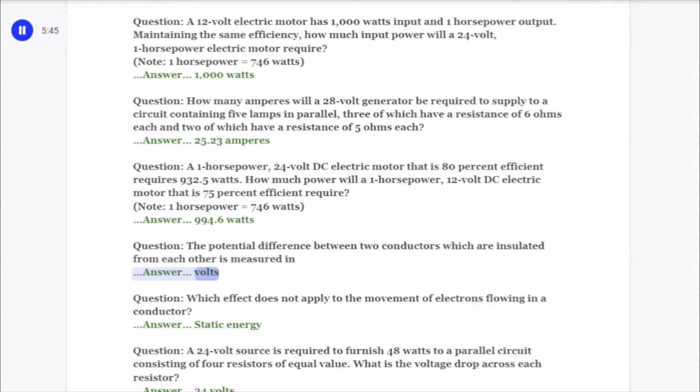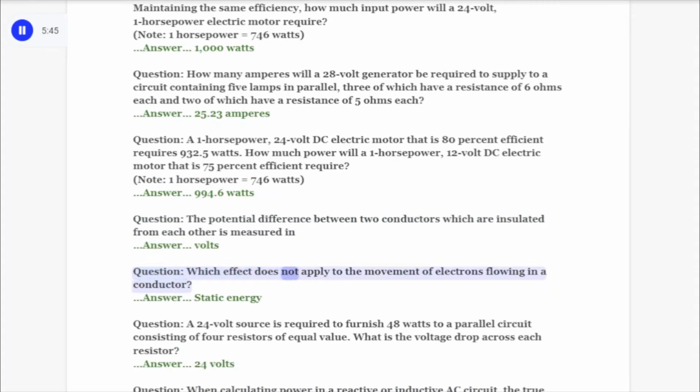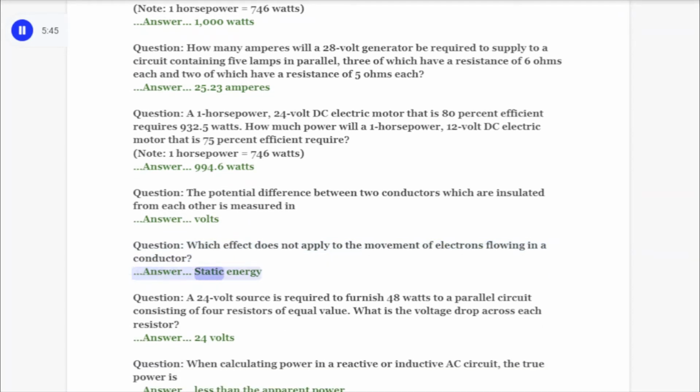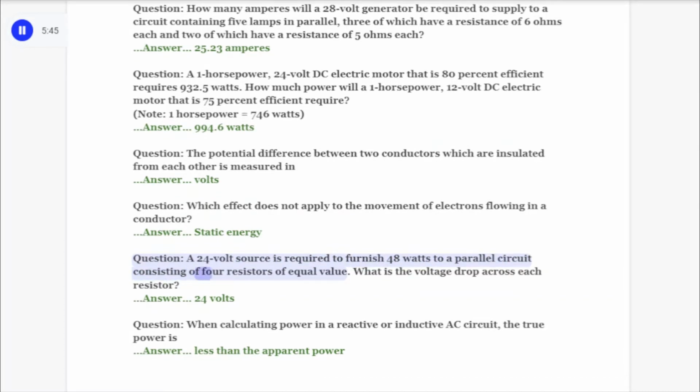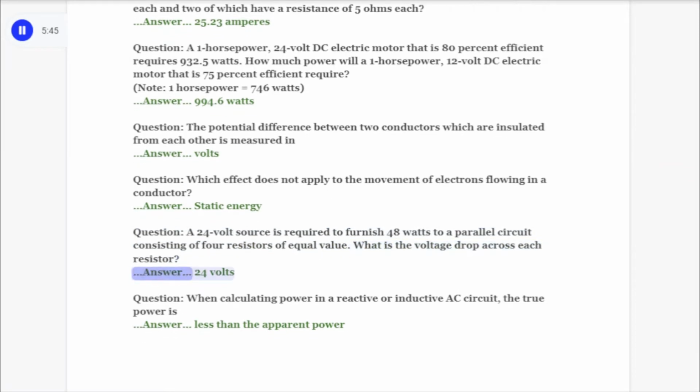Question. The potential difference between two conductors which are insulated from each other is measured in. Answer. Volts. Question. Which effect does not apply to the movement of electrons flowing in a conductor? Answer. Static energy. Question. A 24-volt source is required to furnish 48 watts to a parallel circuit consisting of 4 resistors of equal value. What is the voltage drop across each resistor? Answer. 24 volts.